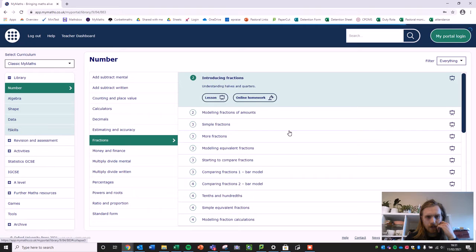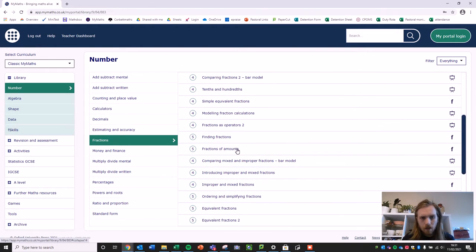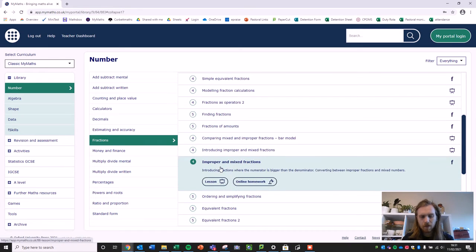It will be in fractions. Here we go, where is it? Fractions, and then improper and mixed fractions. That'll be the one I'll set you, and I want you to spend about 15 minutes on the lesson and then about 25 minutes on the homework, roughly.